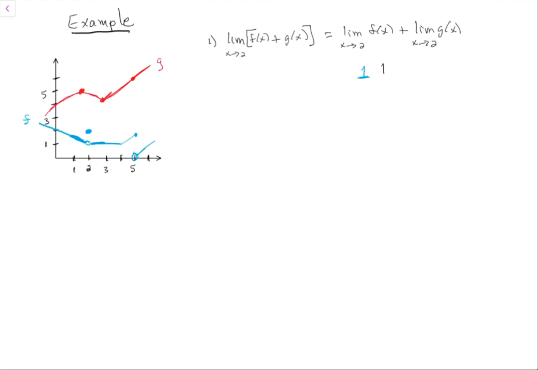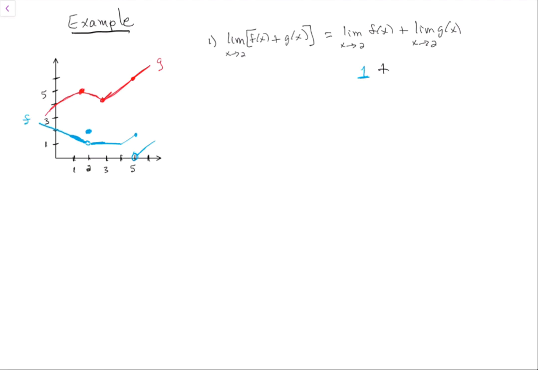And now let's take a look at the limit of g of x as x approaches 2. I think I might have said that wrong a second ago. The limit of f as x approaches 2 is 1. Now I'm going to switch to red. We're going to look at the limit of g as x approaches 2.